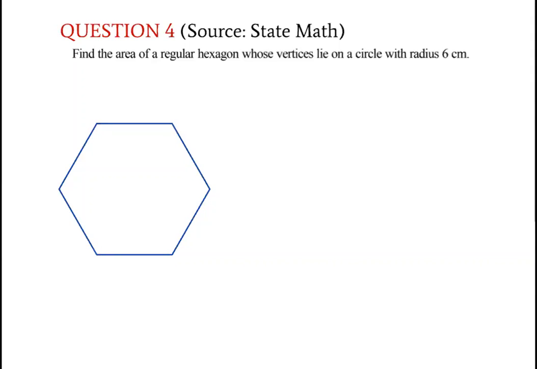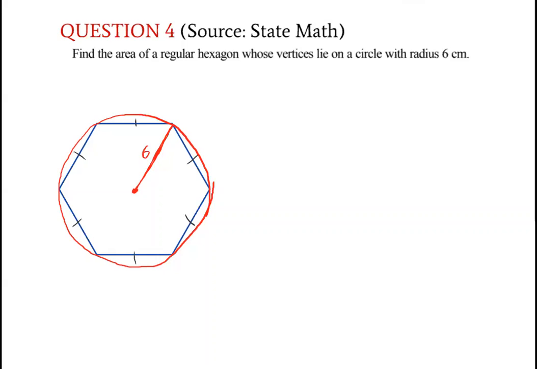So now we're given a regular hexagon. Regular hexagon just means that all the sides are the same length. It says that the hexagon's vertices lie on a circle with a radius of 6 centimeters. I forgot to draw the circle, but it looks something like this. Since the radius is 6, that means that this segment is 6.